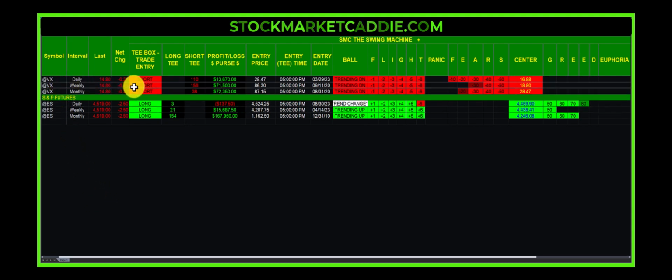The weekly VIX also went short 156 weeks ago, back in September 11th of 2020, trending down. And yes, you'd be up some 71 grand. It's not nearly as panic sell as the monthly, but it is underneath its mean. The ES contract went long 21 weeks ago.